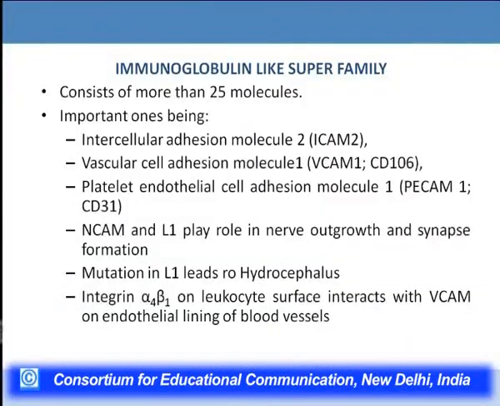25 different immunoglobulin-like superfamily proteins, which are involved in adhesion of cells to other cells, that is, which are involved in forming cell-to-cell junctions, have been identified, and there is a big list. The important immunoglobulin-like superfamily molecules are intercellular adhesion molecule 2, also known as ICAM2, vascular cell adhesion molecule 1 going by the name of VCAM1, and platelet endothelial cell adhesion molecule 1 going by the name of PECAM1. These are some of the important immunoglobulin-like superfamily molecules.